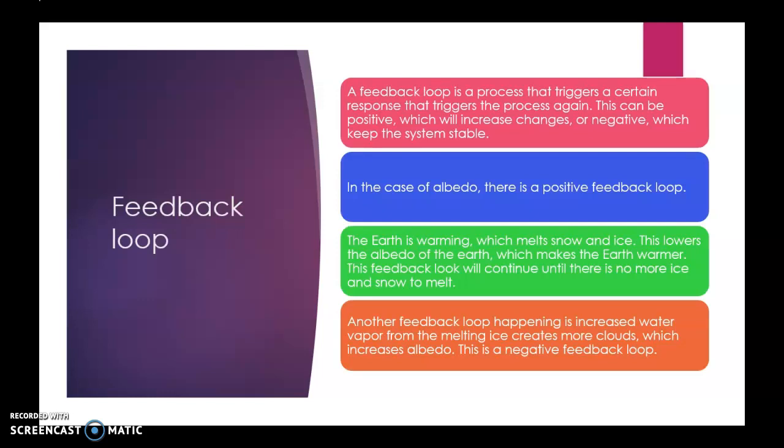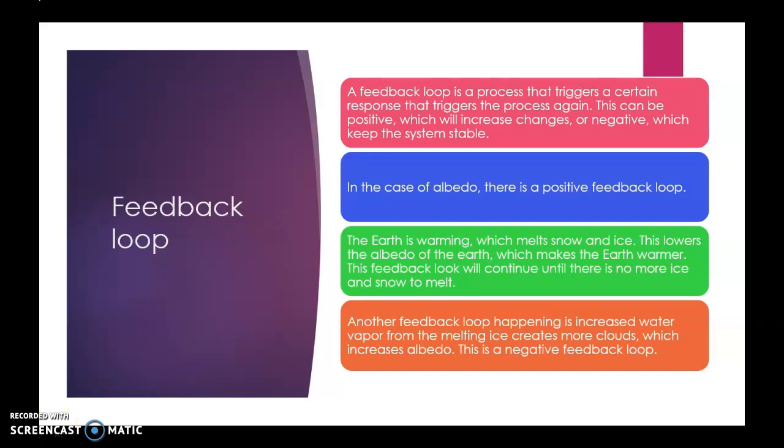So a feedback loop is a process that triggers a certain response that triggers the process again. This can be positive, which will increase changes in the system, or negative, which helps to keep the system stable. In the case of albedo, there is a positive feedback loop.